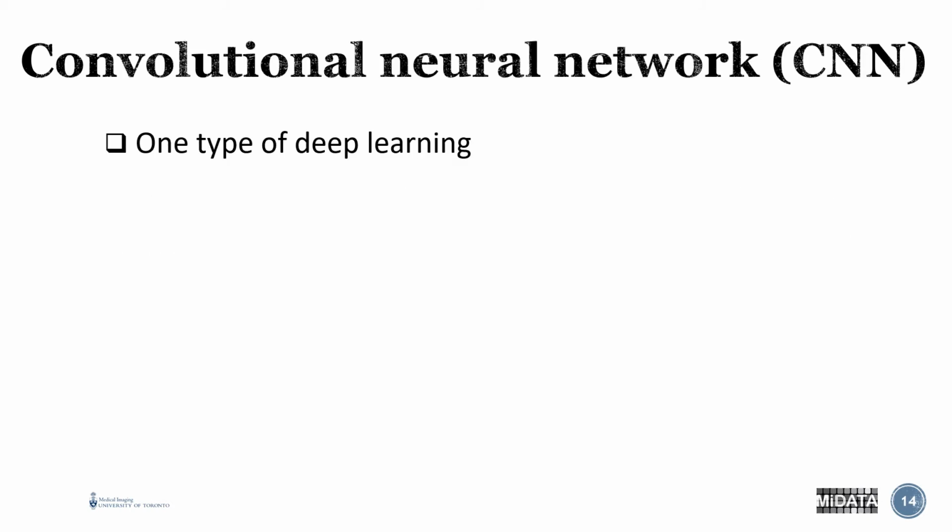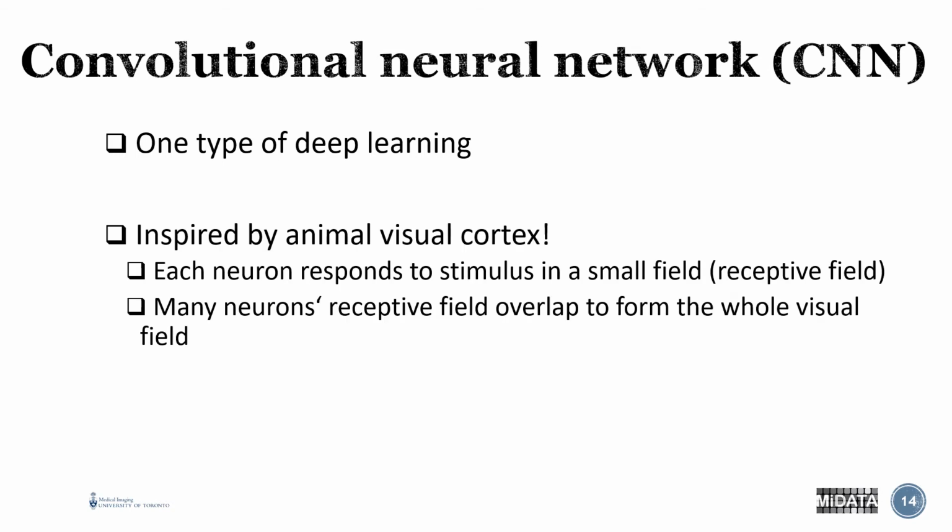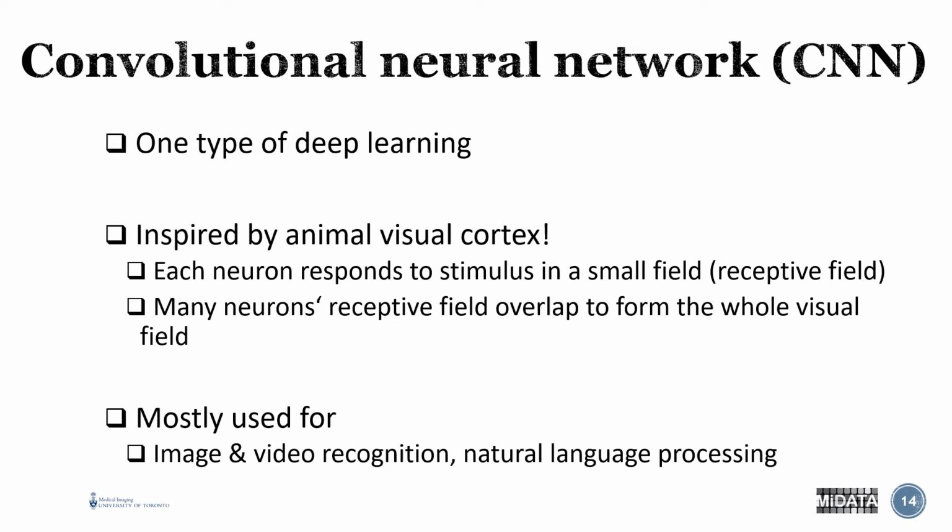So let's take a closer look at this convolutional neural network, or CNN. It is a form of deep learning. It was inspired by the animal visual cortex, which is our own, for instance. Each neuron responds to stimulus in a small field, what's called a receptive field, and many neurons' receptive fields overlap to form the whole visual field. So that's how we see. Now, this form of machine learning is mostly used for image and video recognition, as well as natural language processing.